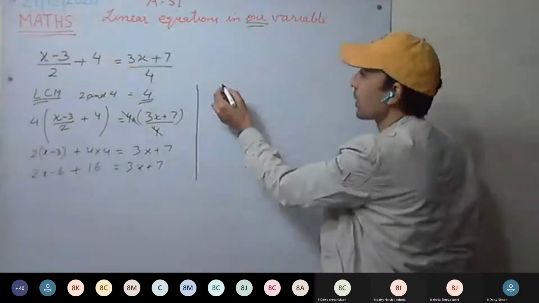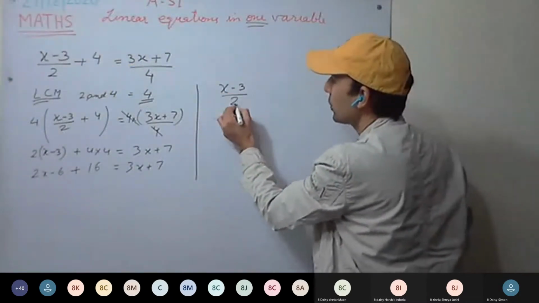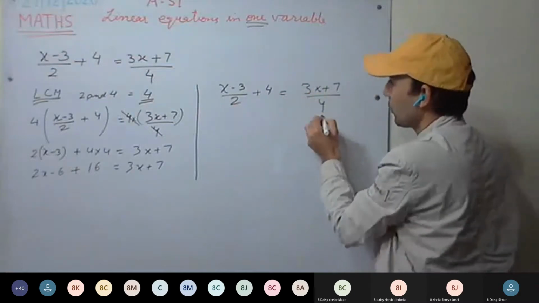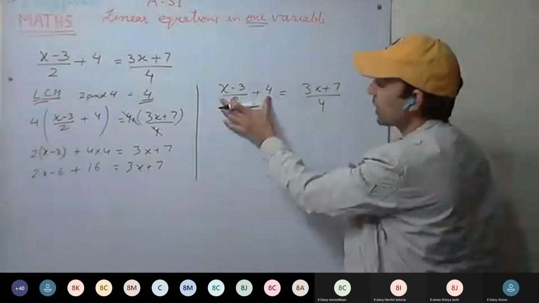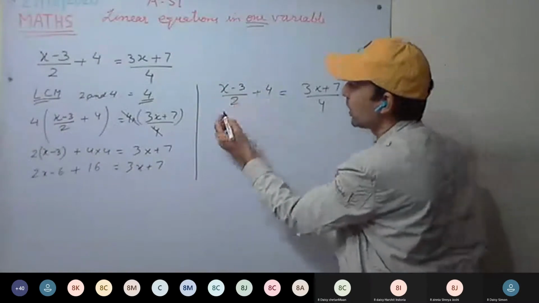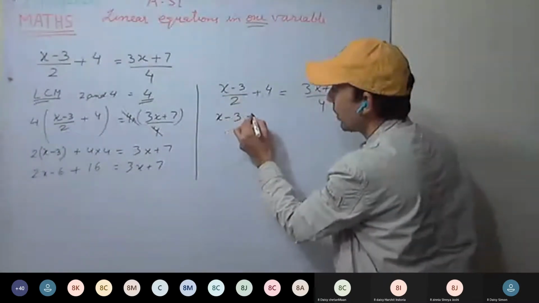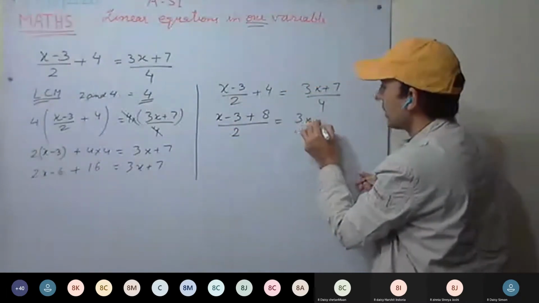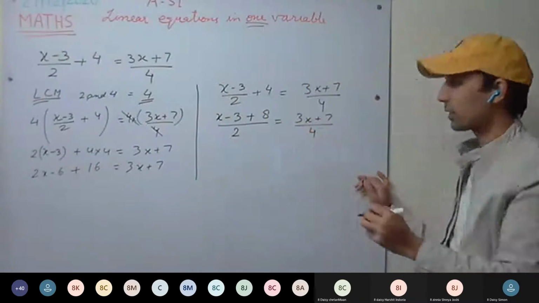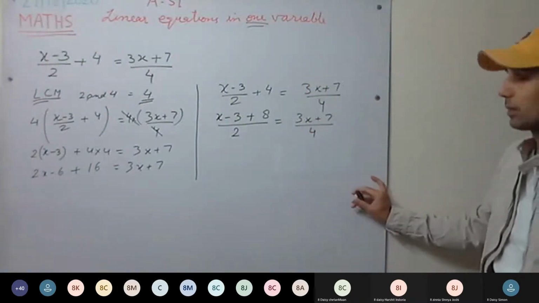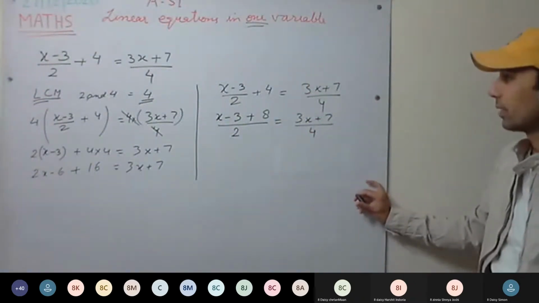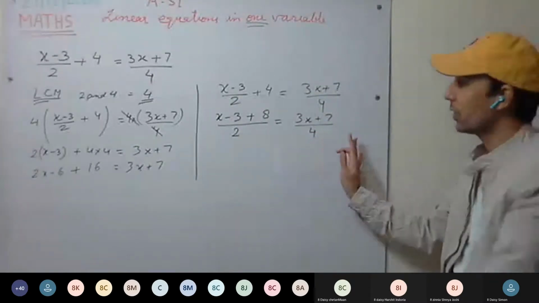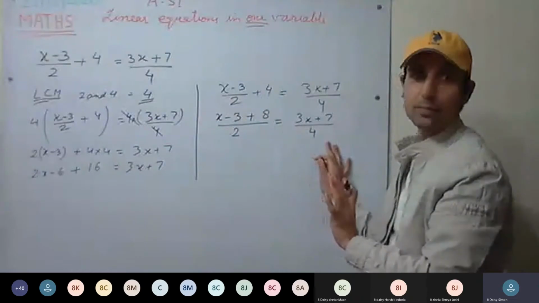Now the second method. What we are having, (x minus 3) upon 2 plus 4 equal to (3x plus 7) upon 4. Okay. So what we'll do, first take the LCM here. LCM here is 2. So I can write it like this, plus 8 divided by 2, and 3x plus 7 divided by 4. This is fine. Understood this one? Yes, sir. Sir, explain again one more time.